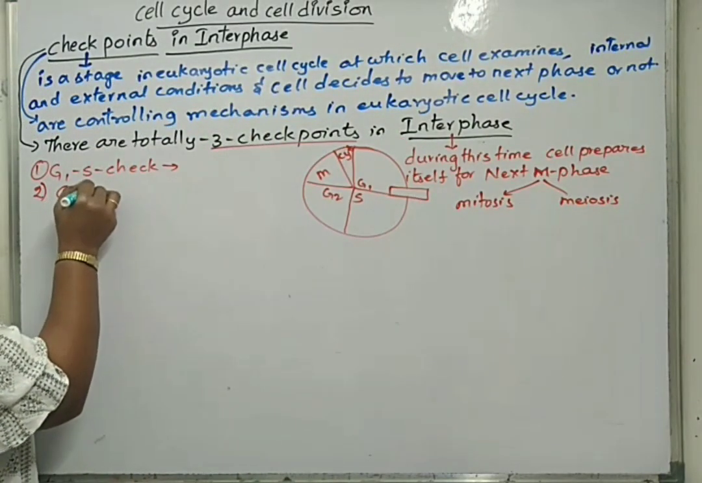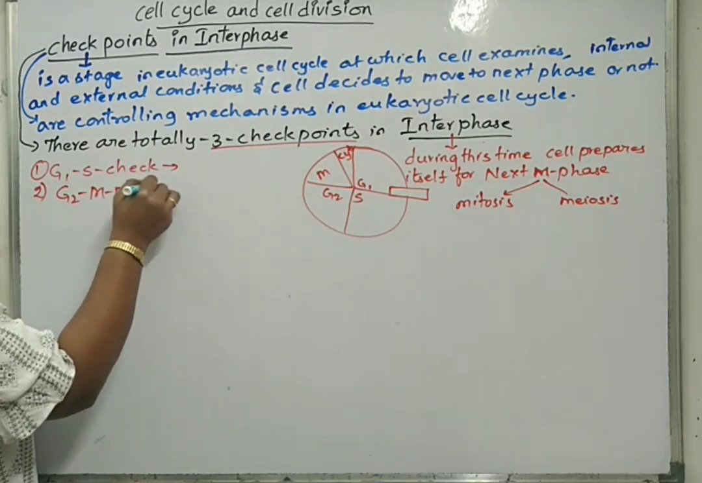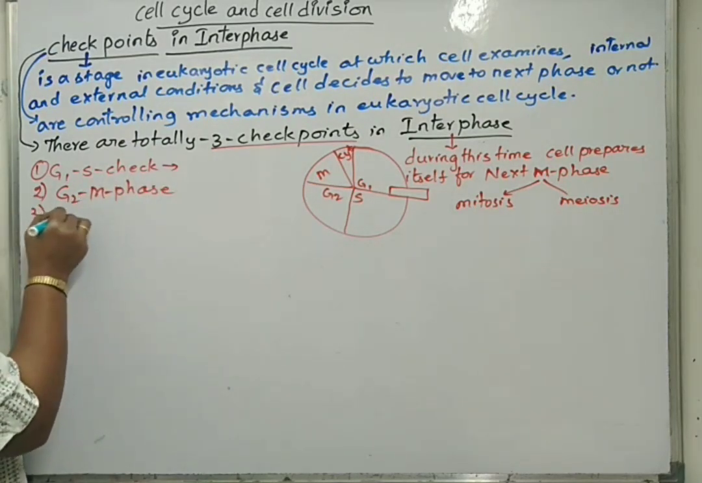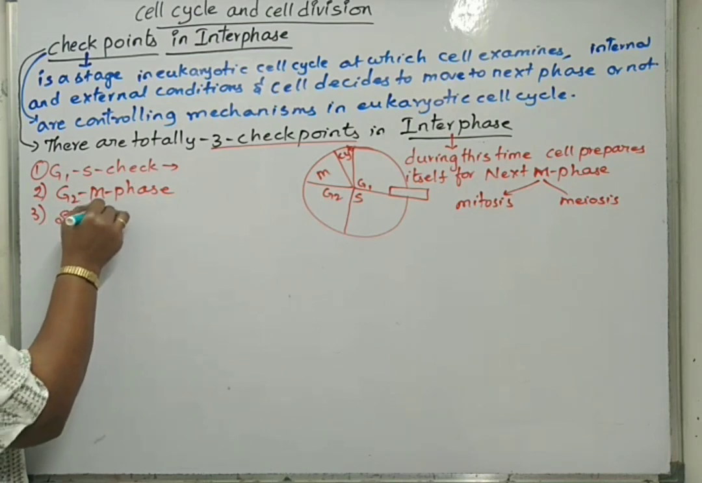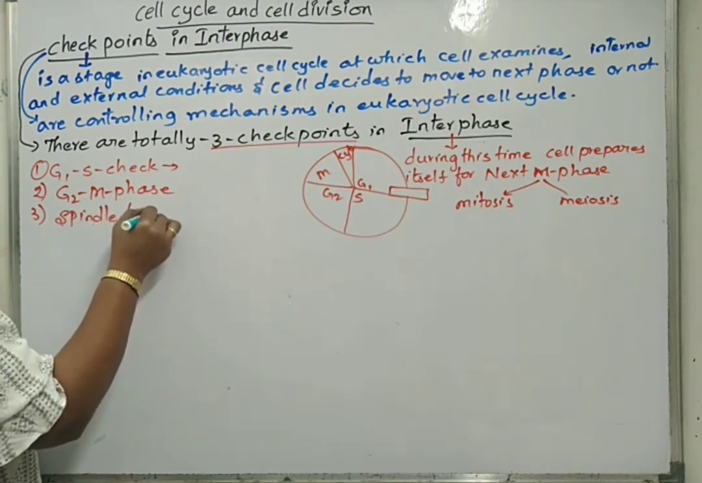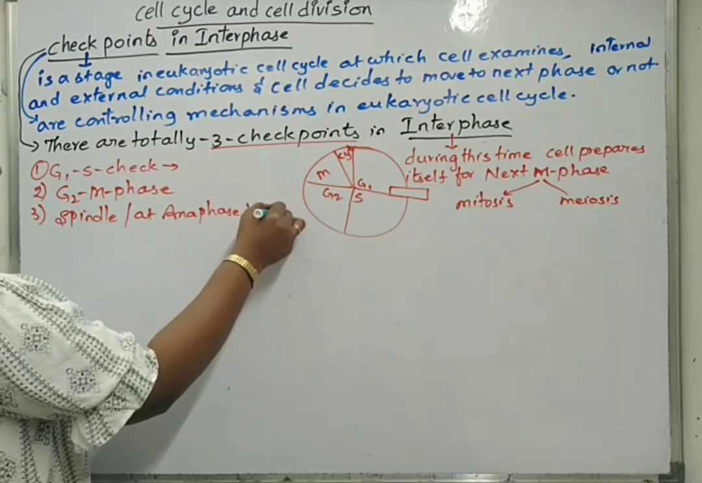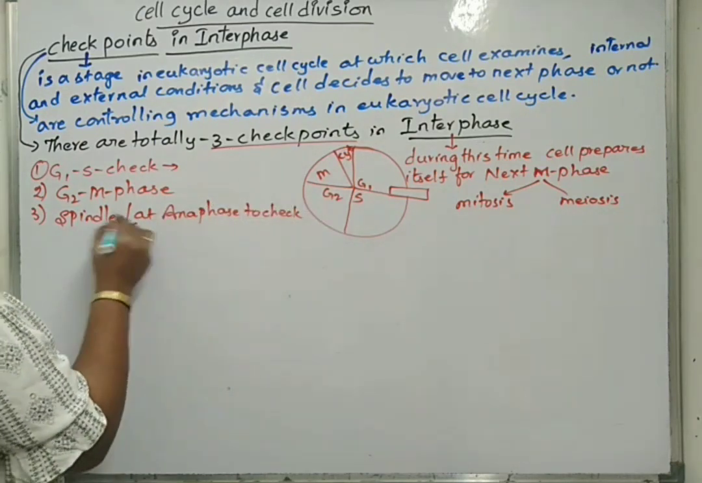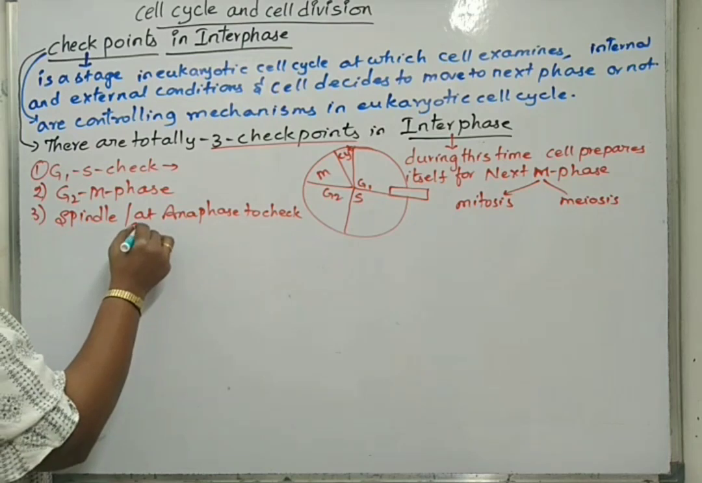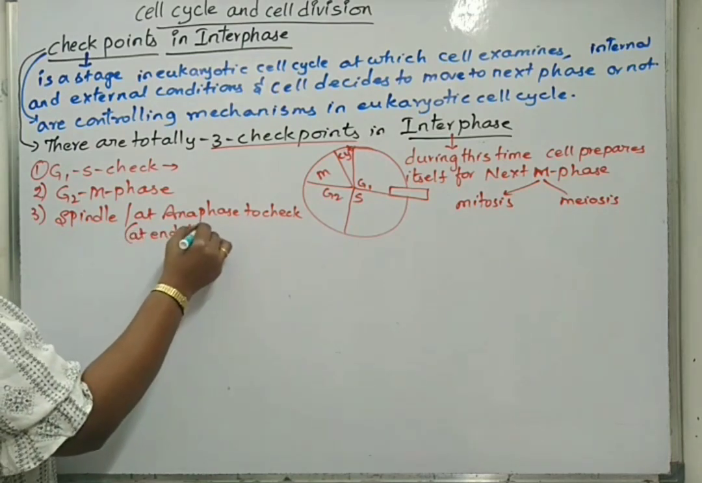Second one, G2 M checkpoint. Third one, spindle fiber formation checkpoint, to check spindle fibers formation at anaphase. This can also be written as at the end of metaphase.